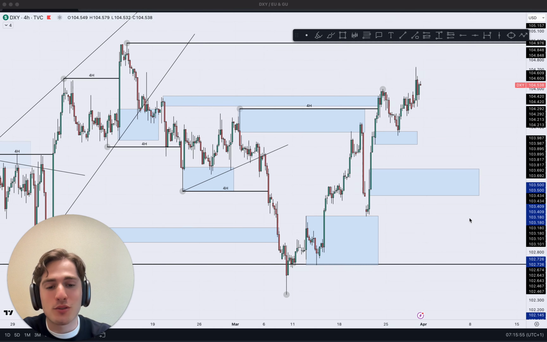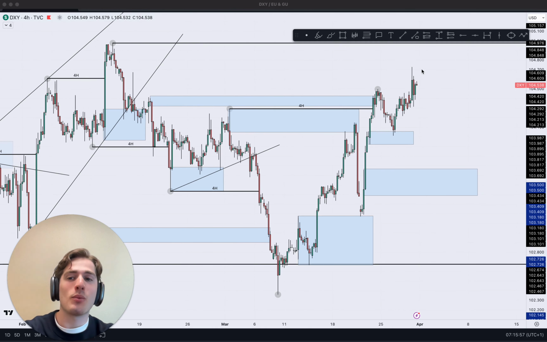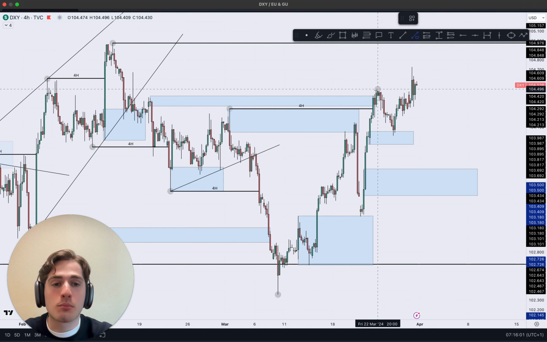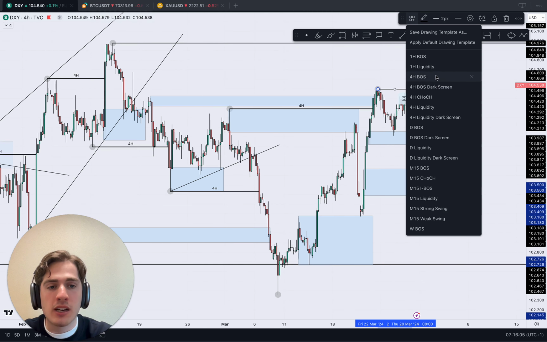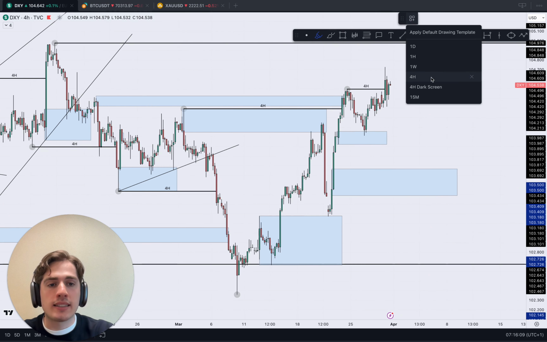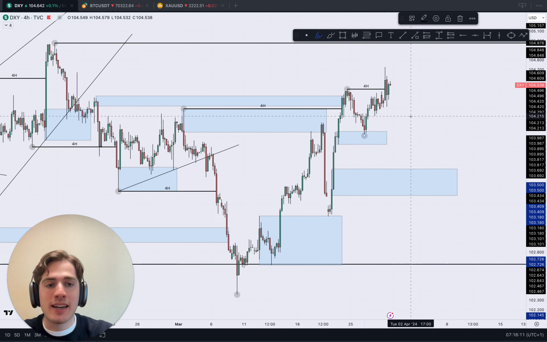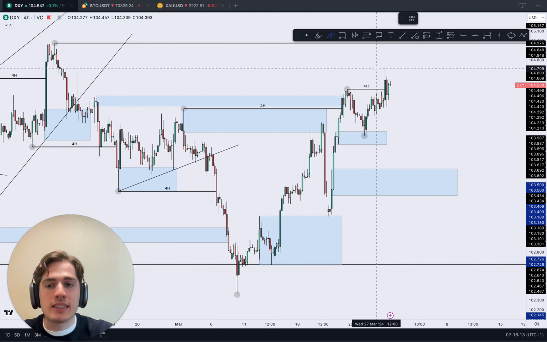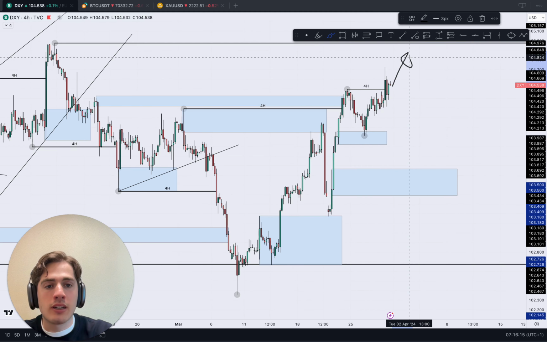And yeah, without further ado, let's just dive in and see where the market is heading next. So dollar index, first of all, broke structure towards the upside on the 4-hour time frame. So I would consider this a 4-hour break of structure. At the moment, our protected low is this swing low over here, and what we expect is that the market will rally further towards the highs.